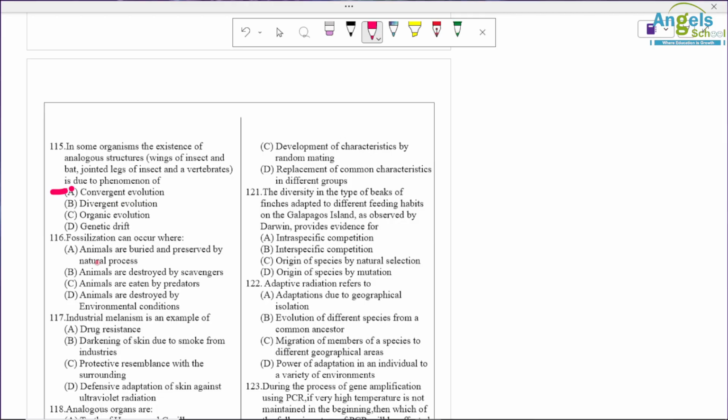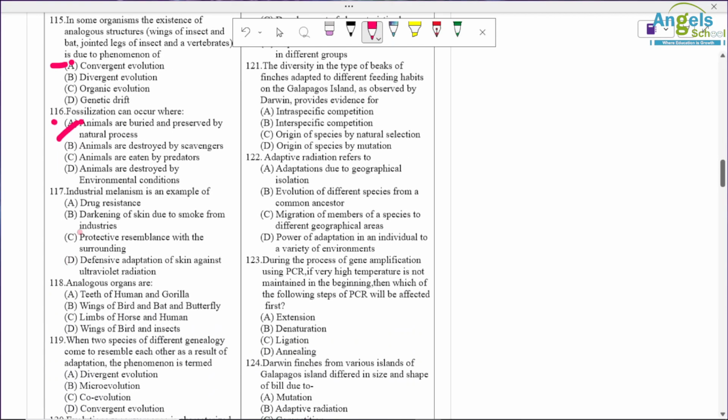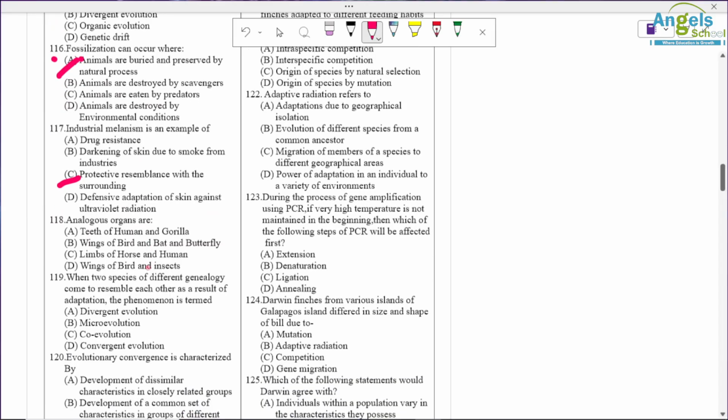Fossilization can occur where animals are buried and preserved by natural processes. So A is correct. Industrial melanism is an example of protective resemblance to the surroundings.